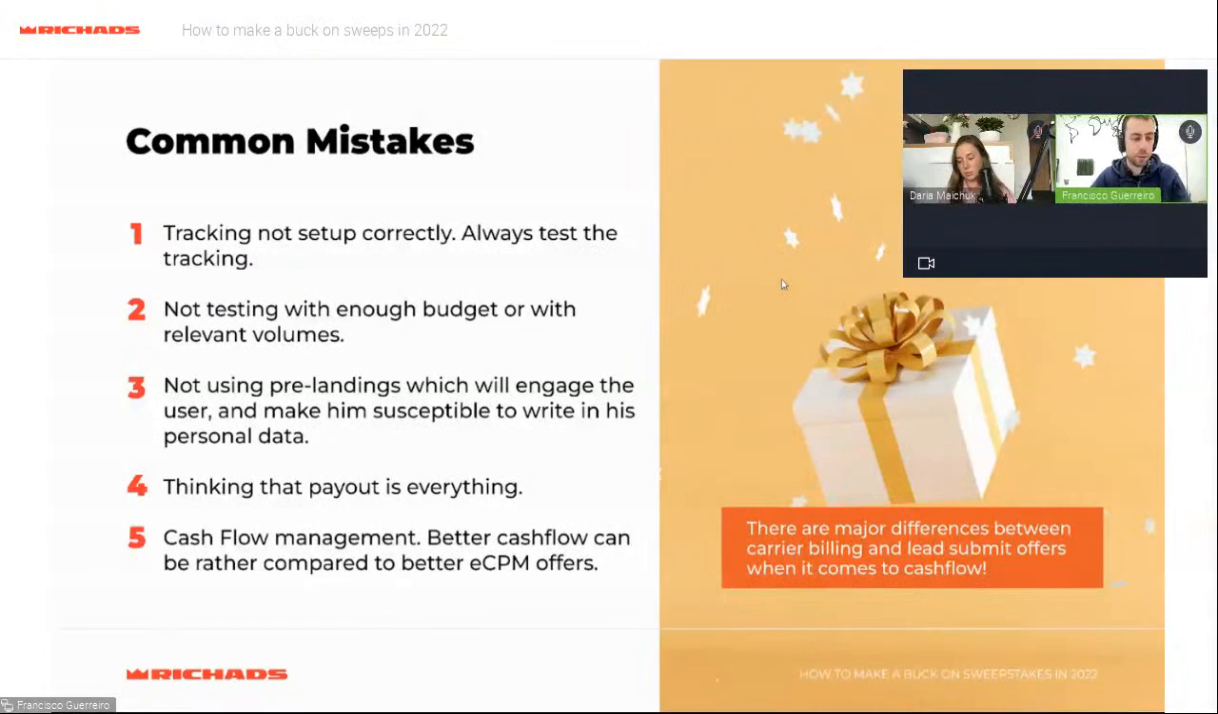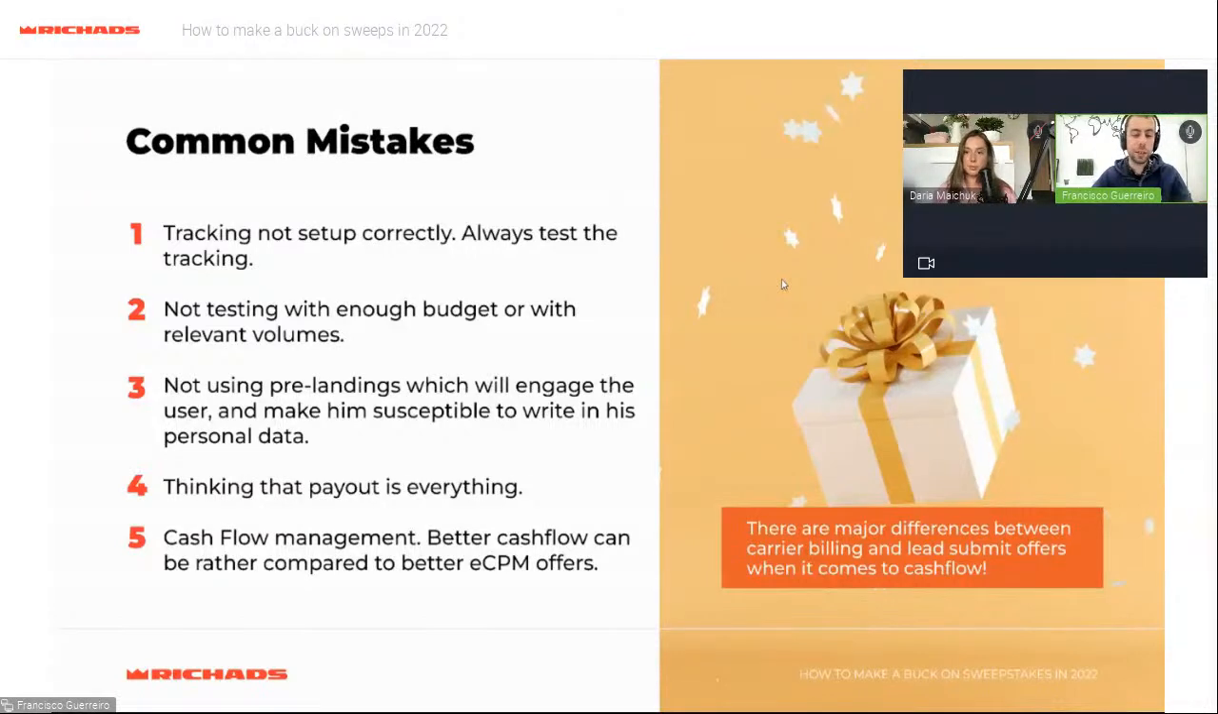A lot of times, and this is the perspective of an affiliate manager such as myself, I see affiliates testing with 10 or 20 clicks, and then they say the offer is not working. You need to test with more. You need to see if the offer with a relevant amount of clicks is really working well or not.